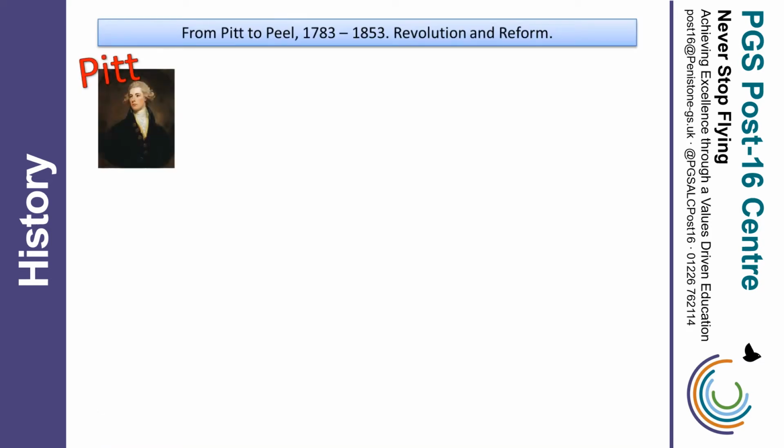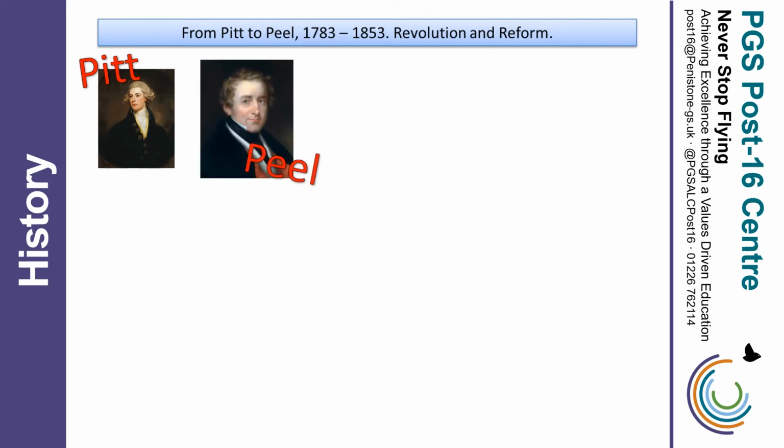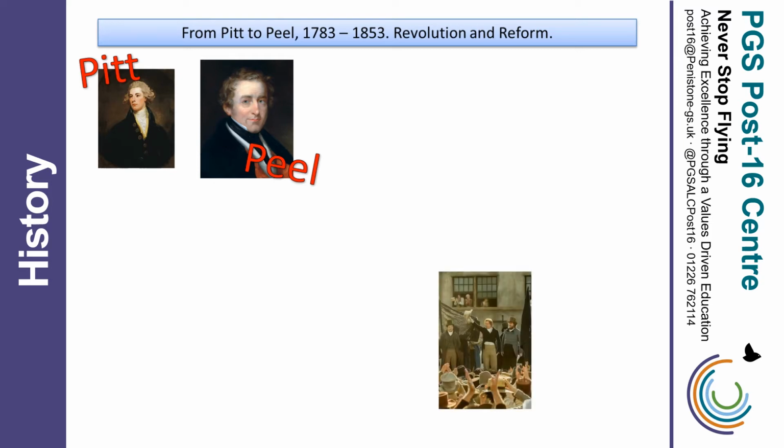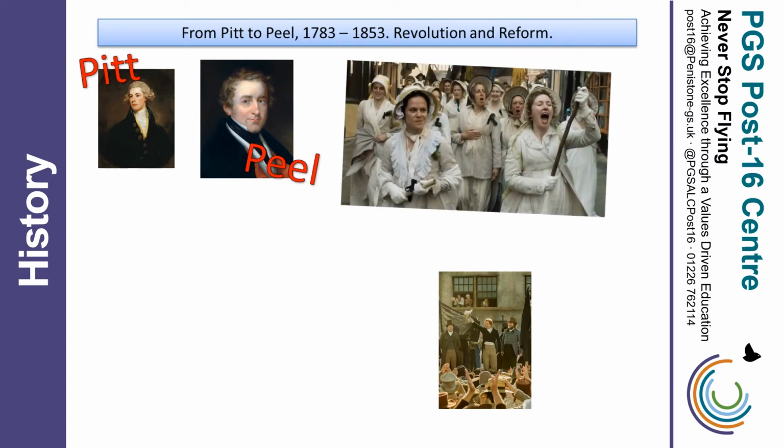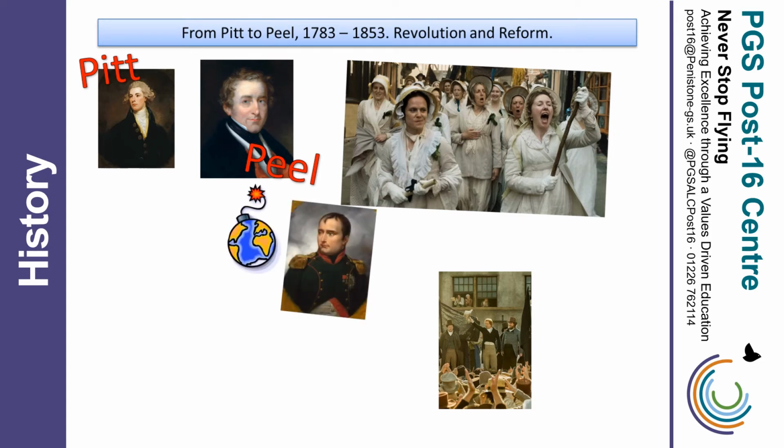The pictures on the screen show us a little bit more about the Pitt to Peel course. We start the course with Pitt as our Prime Minister and we finish with Peel. And during their premierships, we've got real social, economic and political change. We've got a rise in the demand for suffrage, the right to vote. A number of key protests took place and the government reacted quite harshly to those protests, so we look at the impact that had. We also consider Britain's role in the Napoleonic Wars.